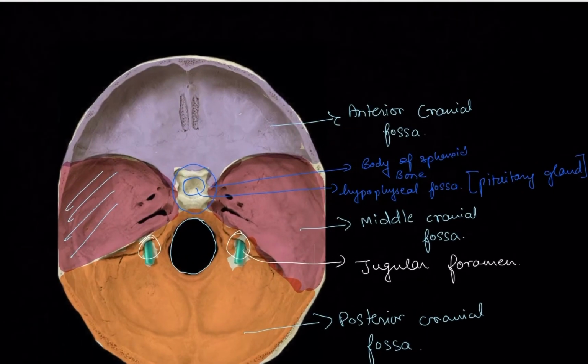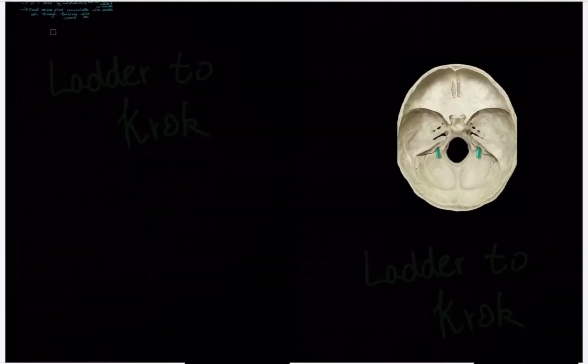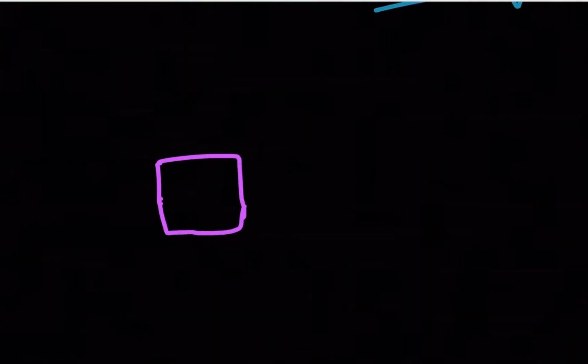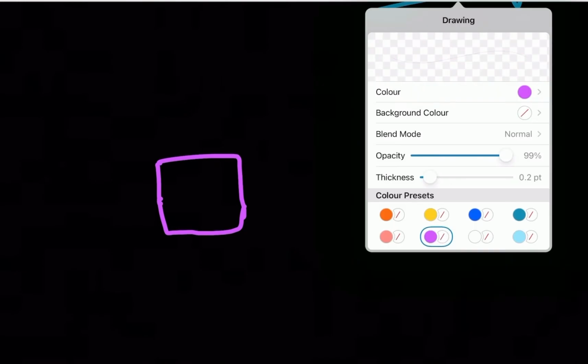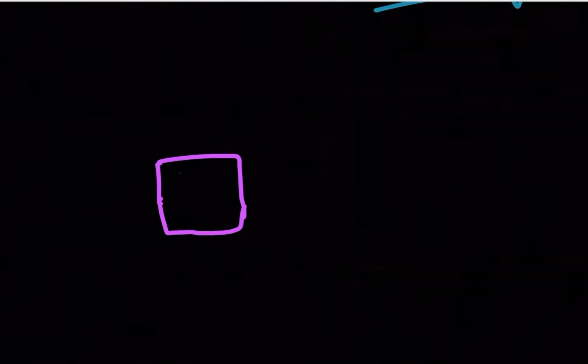Okay. So I'll be starting with the sphenoid bone. First of all, let me tell you which view we are seeing of the skull. So you remember this view, right? This view is the base of the skull view. Okay, we are seeing the base of the skull, or we can say the inferior view of the skull. So keep that view in mind, and I'm explaining through that view itself. Okay, so you have this sphenoid bone. This is the body of the sphenoid bone.